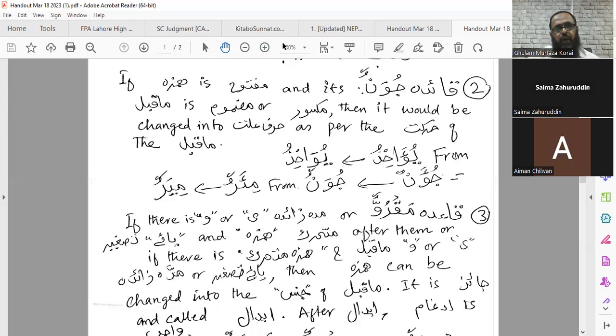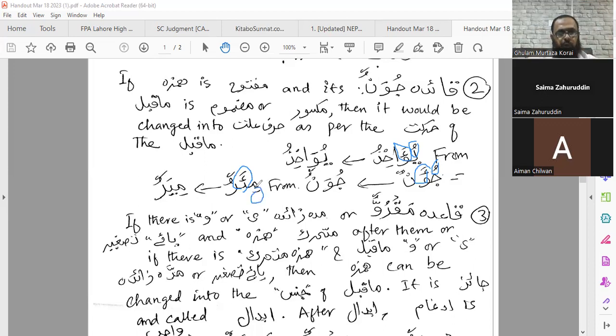Let me analyze this. You can see this is yu'akhidhu. Hamza is mutaharrik and maftuh, and ma qabl there is damma, right? In the second example, this is ju'anun. Hamza is maftuh, ma qabl is damma. In the third example, Hamza is mi'arun. Hamza is maftuh, ma qabl is maksur, right?